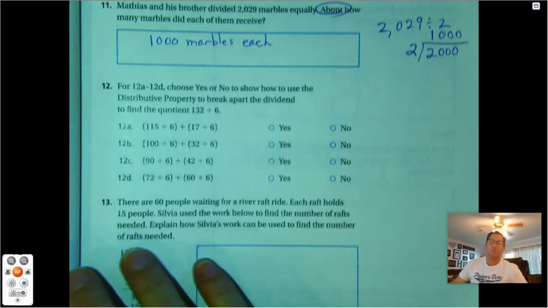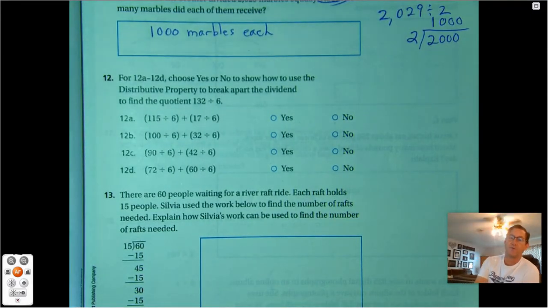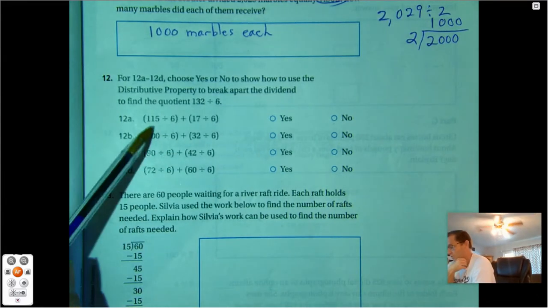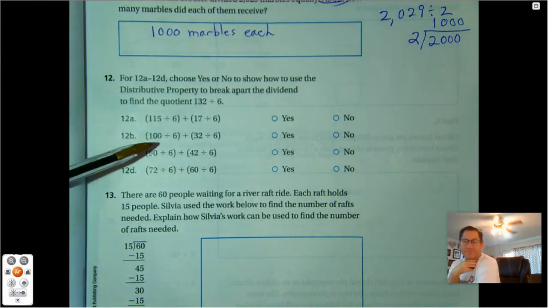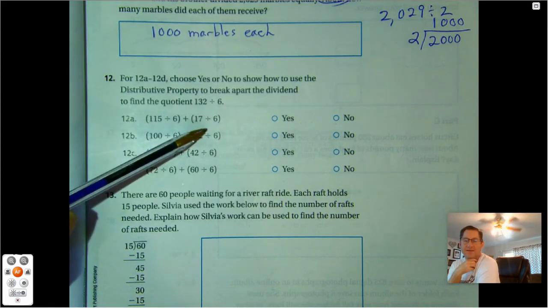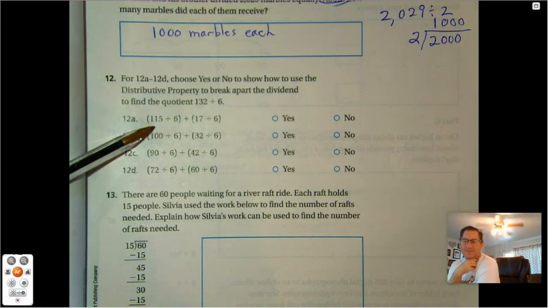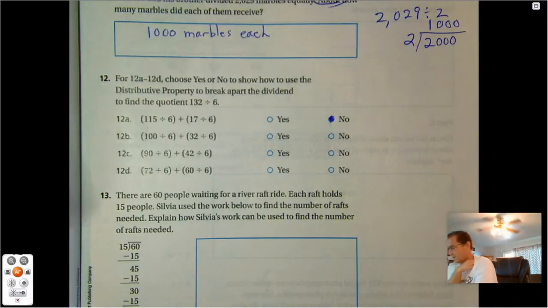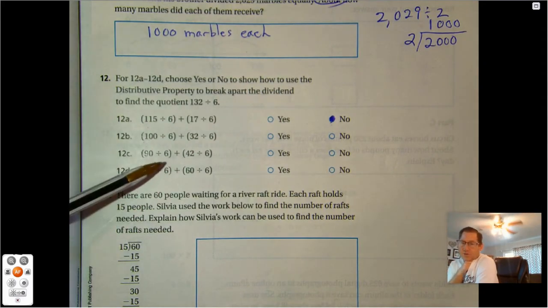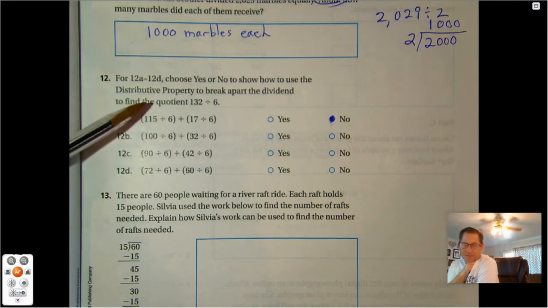For 12, choose yes or no to show how to use the distributive property to break apart the dividend to find the quotient 132 divided by 6. So would 115 plus 17 be a good choice? I mean, 115 plus 17 is 132, and they're both being divided by 6, but that's not very easy. I really can't do that mentally. I'm going to say no. How about 100 divided by 6 plus 32 divided by 6? Well, 100 is not a multiple of 6. 32 isn't a multiple of 6. I'm going to say no for that one too.